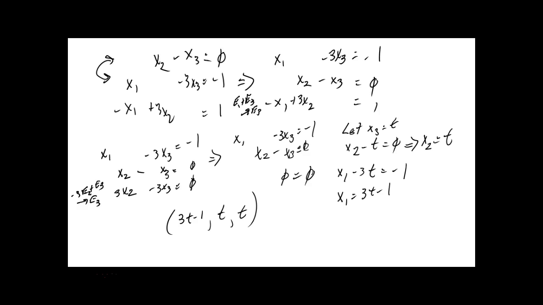Okay? All those should fit that system of equations. They all should come out being a solution. That means you have an infinite number of solutions. As many choices as you have of t, you have that many solutions. So that's what we mean by an infinite number of solutions. Now let's make sure we got it right. x1 equals 3t minus 1, x2 is equal to t, x3 is equal to t.